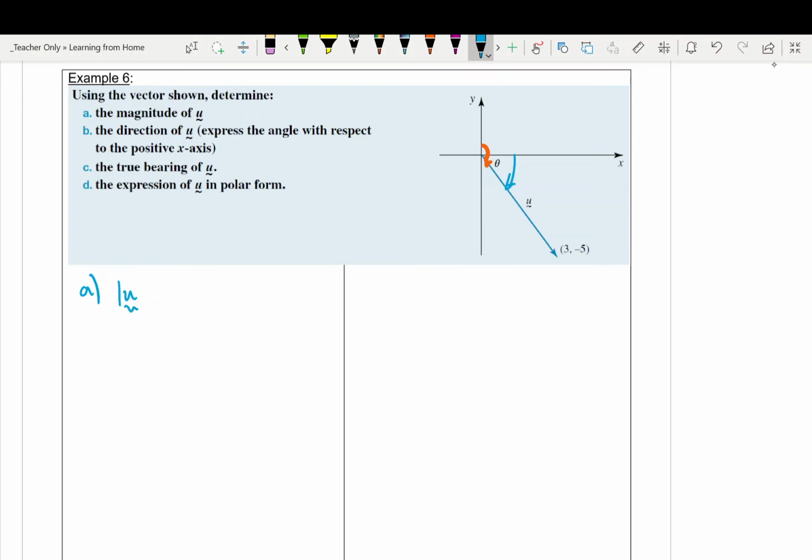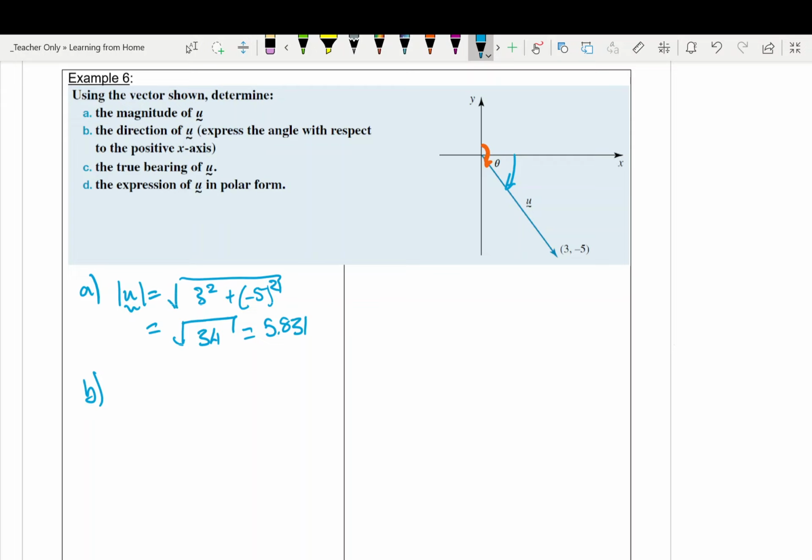As we talked about before, because magnitude is a distance, we're going to have only positive solutions. So we square our 3, we square our negative 5, which is going to give us positive 25. Either way, this is going to be the square root of 34, which we can write as 5.831 to 3 decimal places. So that's our magnitude of u. We have no units here, so we don't need to write our units for our magnitude. Part B, the direction of u, express the angle with respect to the positive x-axis.